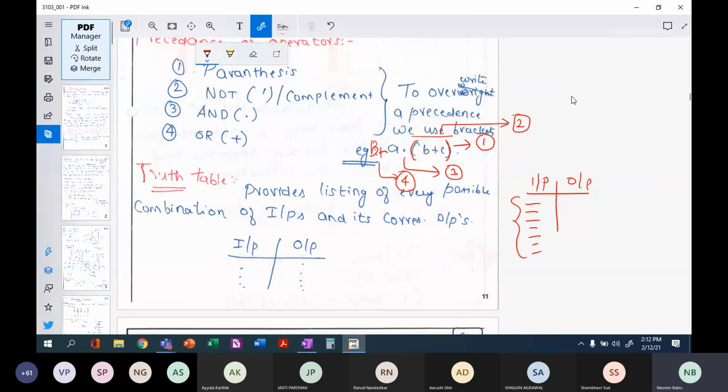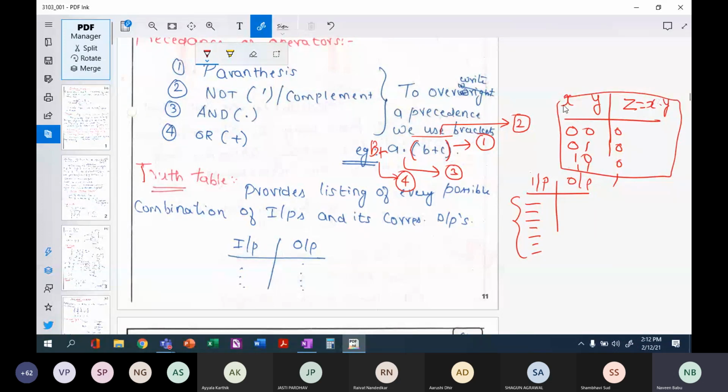A very good example of a truth table is the truth table of any gate. Consider an AND gate here. X and Y are the inputs, and Z is the output, where Z is equal to X dot Y. What are all the possible input combinations? 0, 0 is one input combination, then 0, 1, 1, 0 and 1, 1. These are the different input combinations. And what are the corresponding outputs? 0, 0, 0 and 1. Right? So this table here is called the truth table.